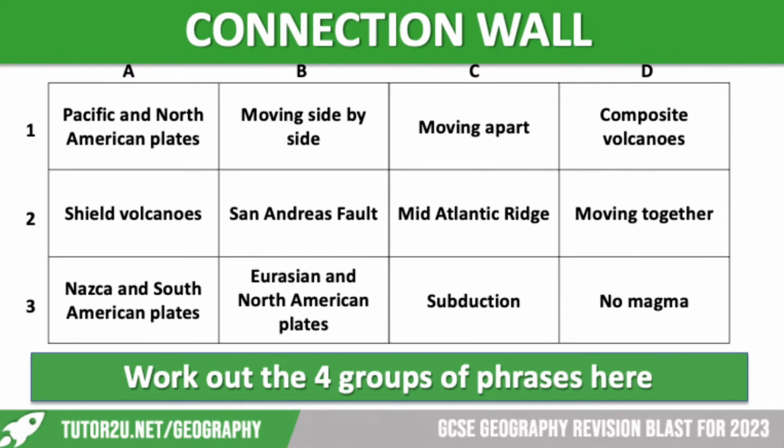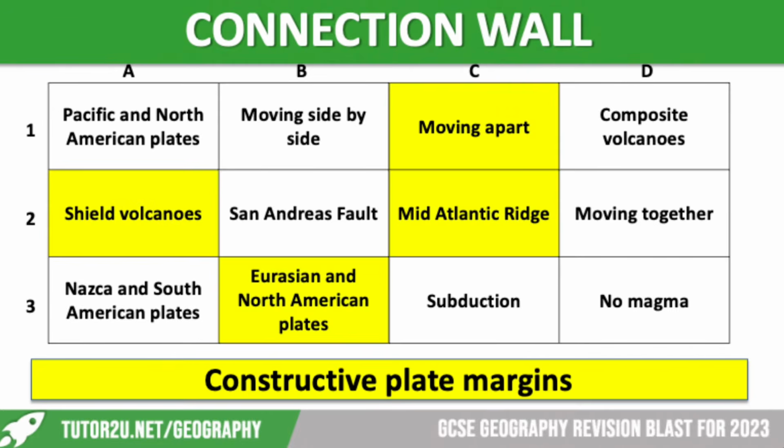We're going to have a look at these groups. So firstly, we've got constructive plate margins. So constructive plate margins move apart. An example would be the Eurasian and the North American plates. The mid-Atlantic ridge has formed along a constructive plate margin, and you also get shield volcanoes at a constructive plate margin.